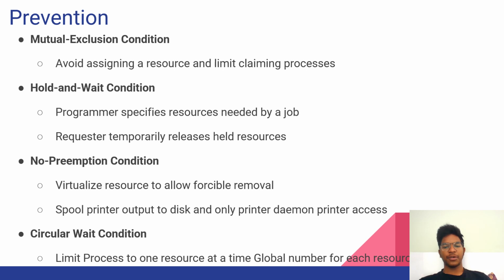Spool printer output to disk and only the printer daemon gets printer access. Circular wait condition: limit processes to ensure one-to-one resource ordering, with a global number for each resource.